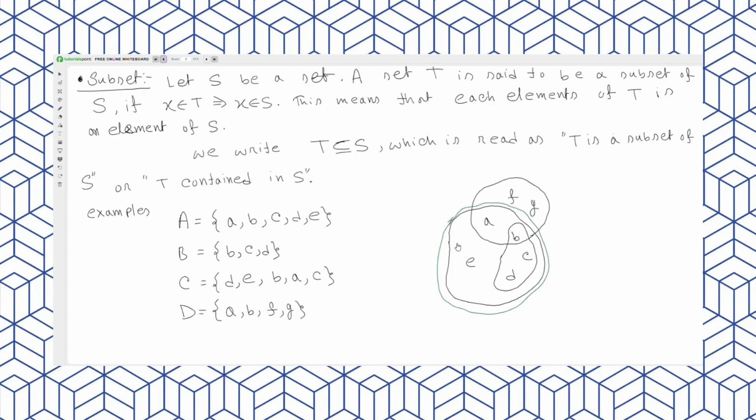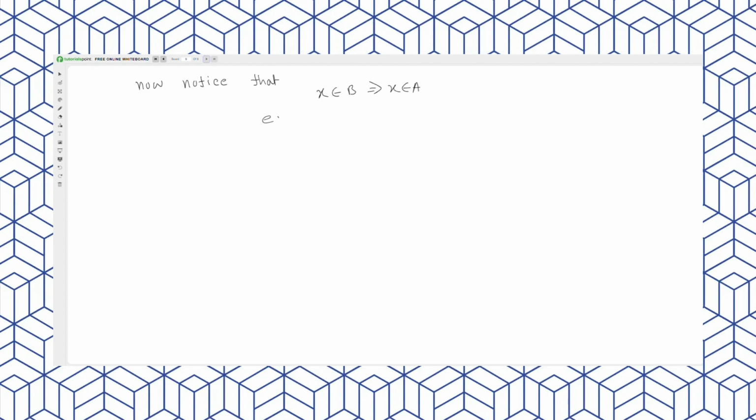Now check the examples. Set B and set A. x belongs to B implies that x belongs to A. That means each element of B is a member of A also. Therefore, we can say that B is a subset of A and it is written as given below.